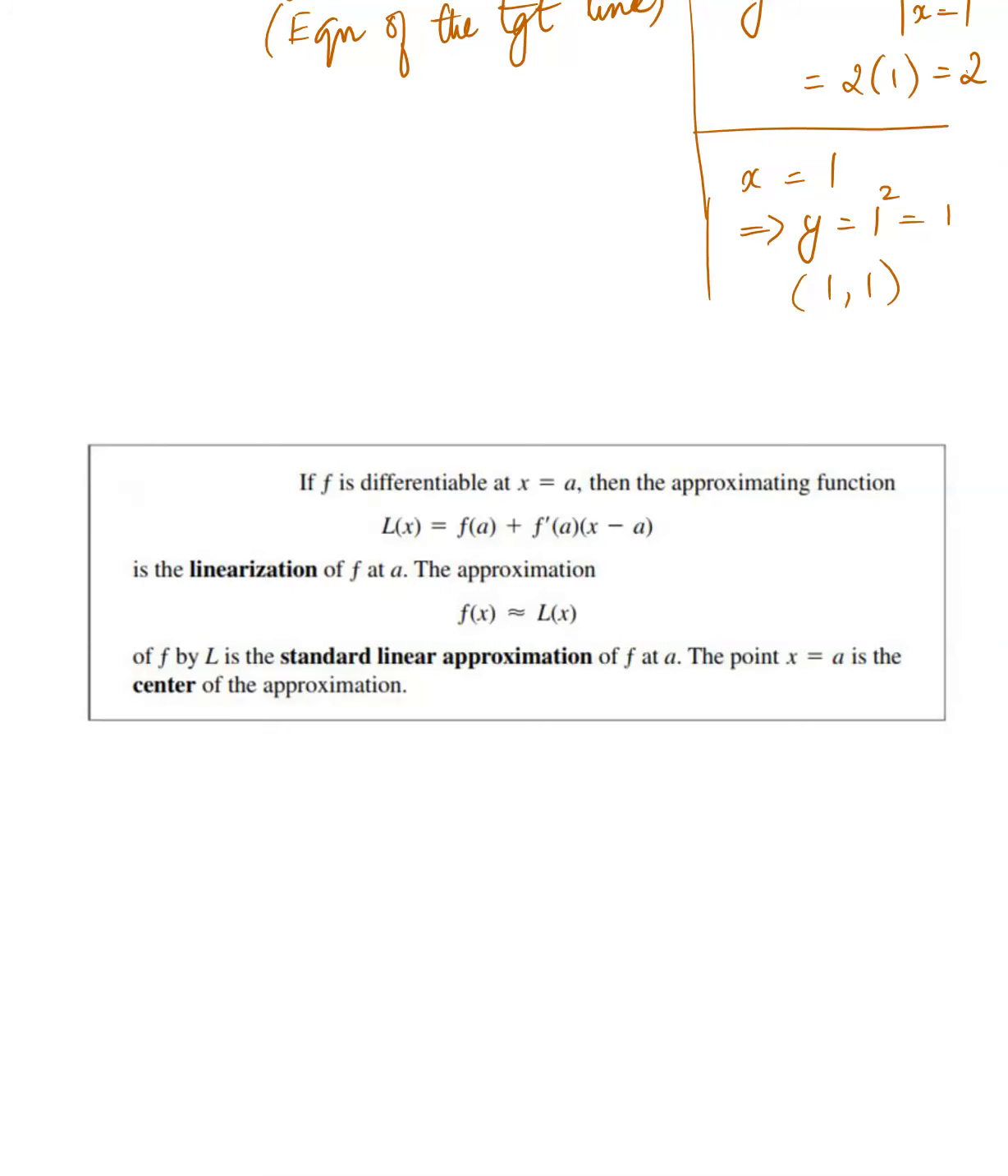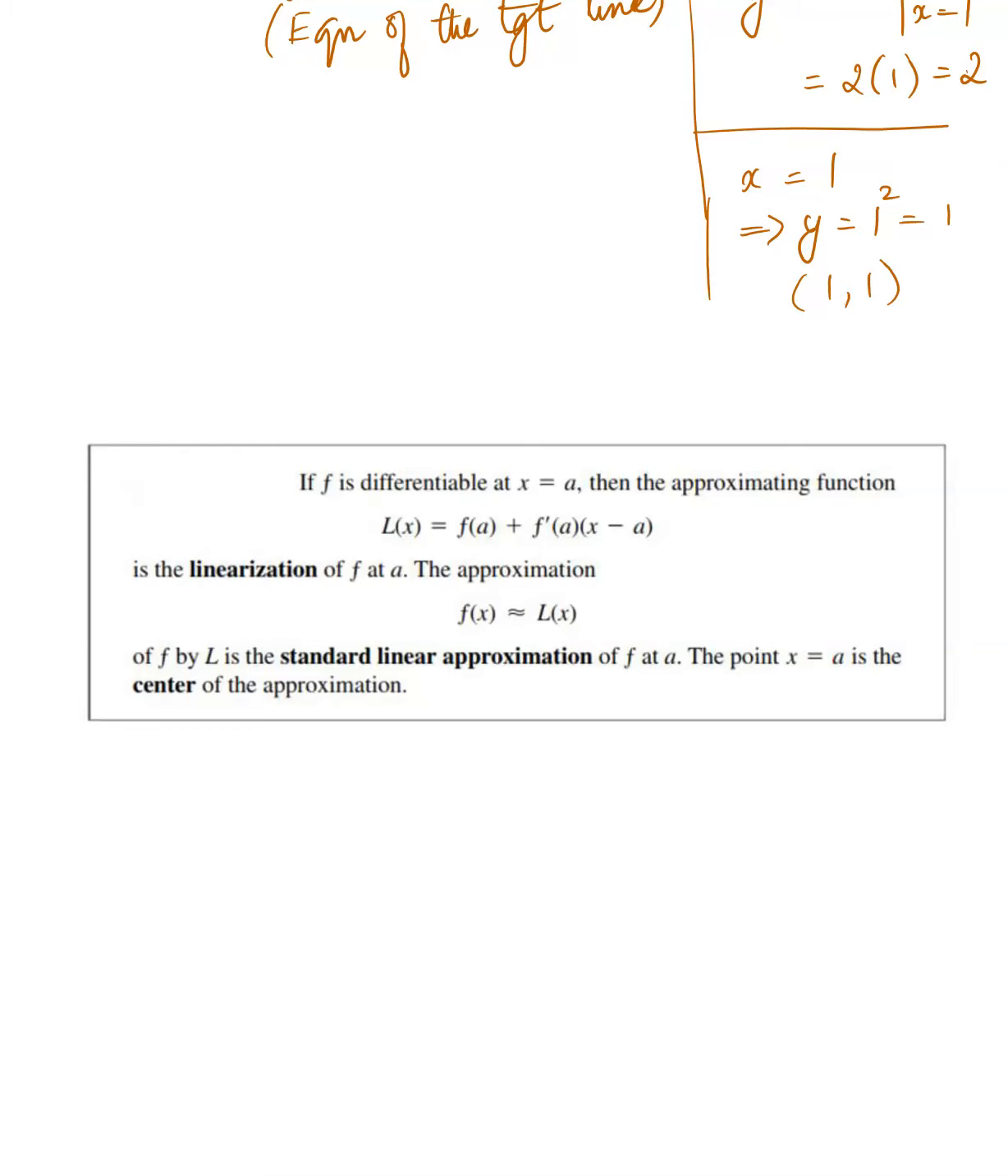So our definition for linearization says, if f is differentiable at x equals a, then the approximating function L of x equals f of a plus f prime of a times x minus a. That expression is the linearization of f at a. So we're saying the approximation was as if f of x, whatever the complicated function, is approximately equal to that line L of x, the linear function that we found at that point.